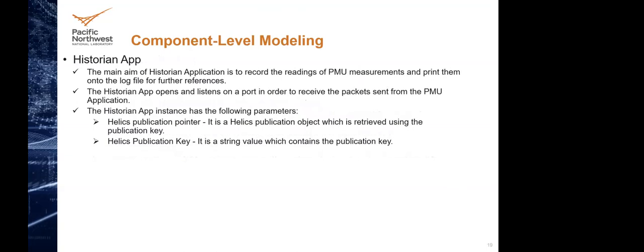The next component which we built in this project is the historian app. The main aim of the historian app is to record the incoming data and either store it or print it into a log file for further application. In the future, we can also store it in a database so that different applications can use it for further analysis. The historian app opens and listens on a port in order to receive the packets sent from the PMU. It also uses the following parameters: the Helix publication pointers, where the publication is an object retrieved using the publication key, and the publication key, a string value which contains the publication key.